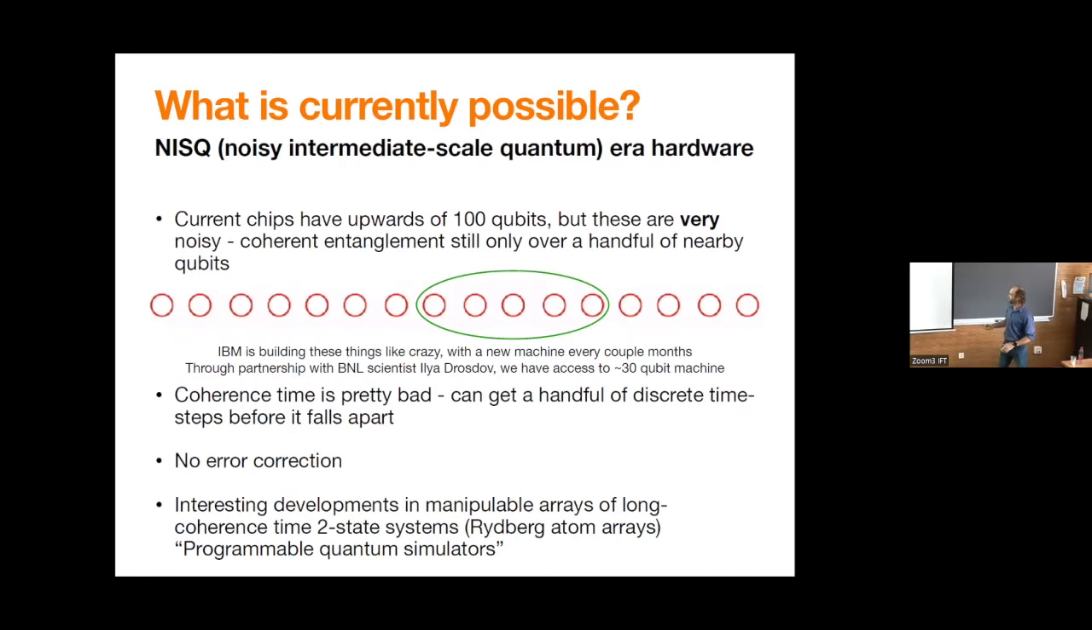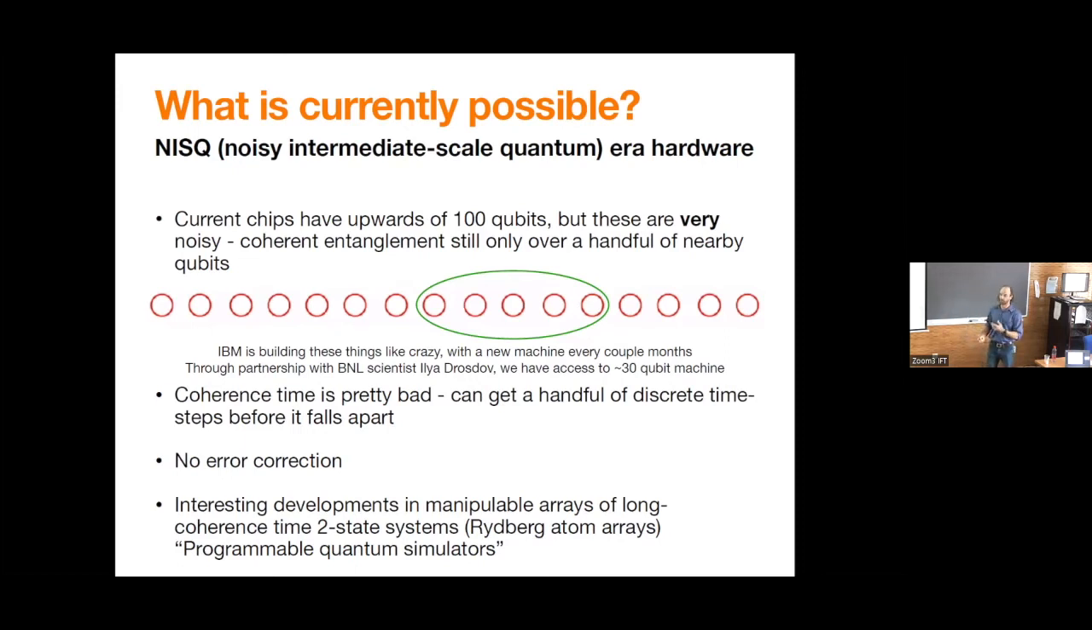Realistically, you can entangle a handful of nearby qubits, so you can't really use the whole thing. The idea is that right now they're building them as fast as they can to develop a pipeline for designing these things, over which time they'll increase quality control and coherence. That's my rough picture of what's happening. For example, at IBM they have machines that are available, and through a collaboration with a BNL scientist, we have access to something like a 30-qubit machine that we've been able to experiment with, but we are seeing this kind of problem where you can't really use the entire system.